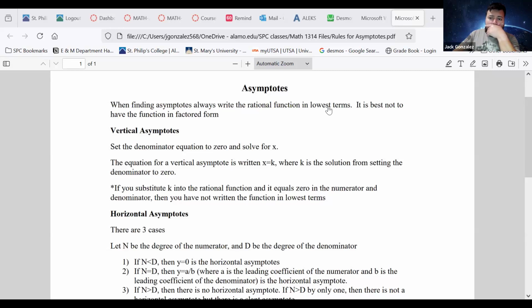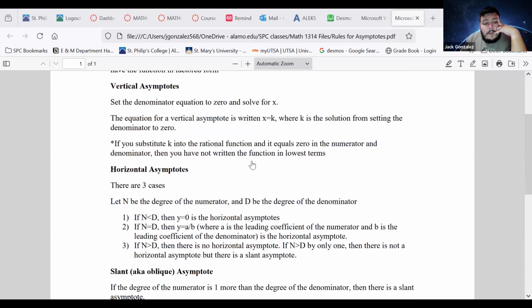Okay, thanks. So if it's vertical, that's the one we were talking about. Whatever makes the bottom, the denominator, 0, it's going to be x equal to that number, whatever it is. Now, horizontal will depend on the degrees of the denominator and numerator.